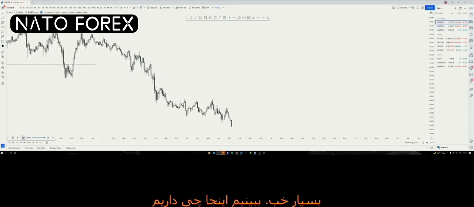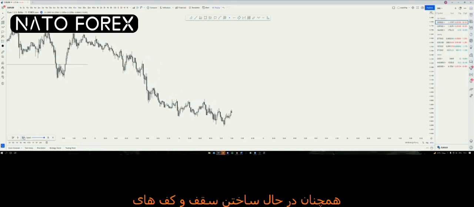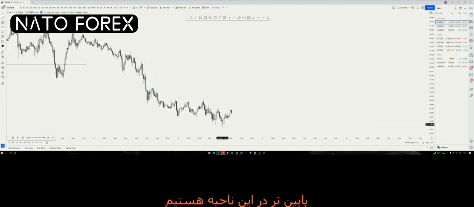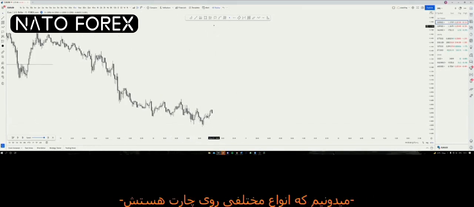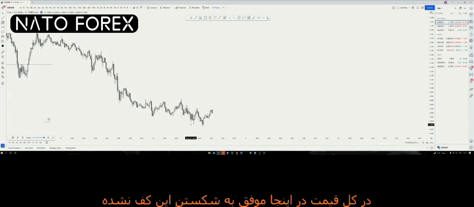So cool, what do we get here? Okay, we still are creating lower lows and lower highs. At this point in time we failed to break this low. We use bodies over wicks for breaks, right? Different stuff for different traders, but yeah. So here we failed to break this low.